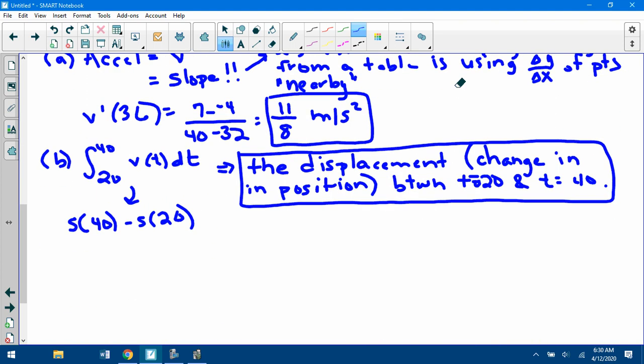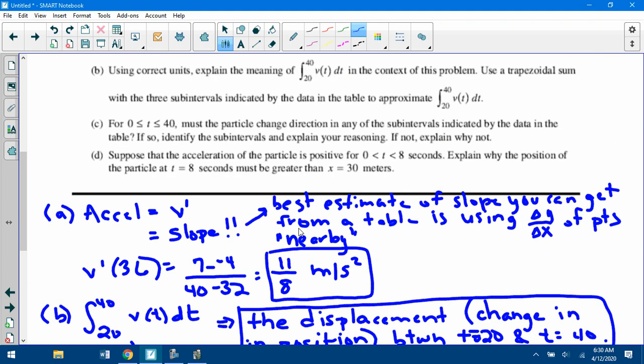So if I wanted to estimate the integral from 20 to 40 of v of t dt using a trapezoidal sum, we need to know the area of a trapezoid. What is that? Yeah, not so easy to remember sometimes. It's 1/2 times the height times base 1 plus base 2.